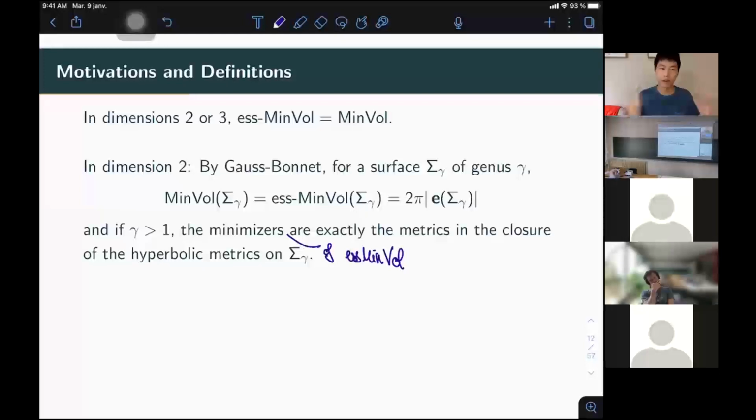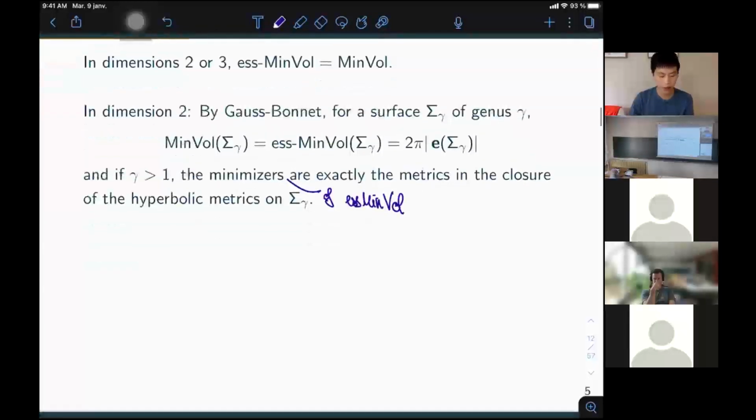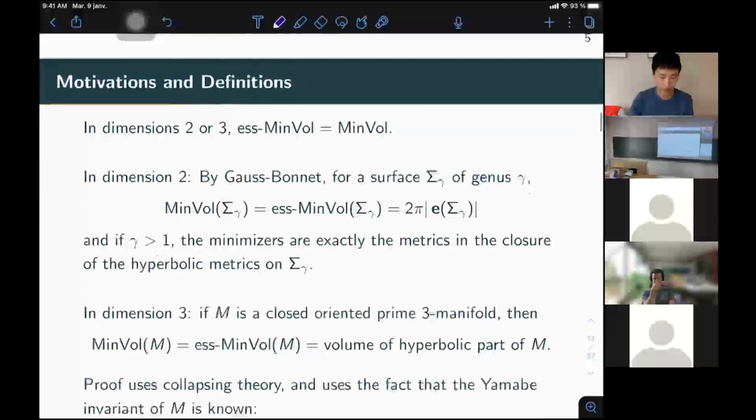So you have hyperbolic surfaces. The hyperbolic metrics are definitely minimizers for the essential minimum volume, but you also have the degenerations of those hyperbolic metrics. These are all contained in this weak closure I talked about. So in dimension 2, because of Gauss-Bonnet, that's fine. Let me give you an example in dimension 3.